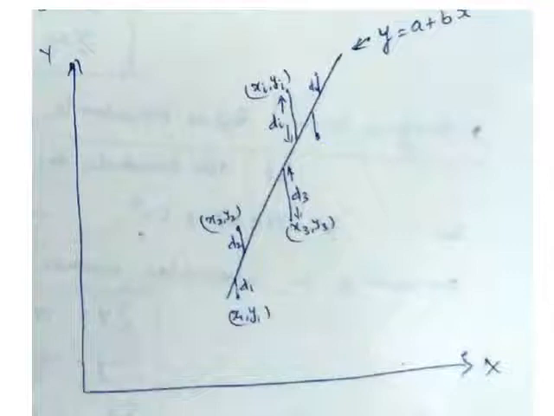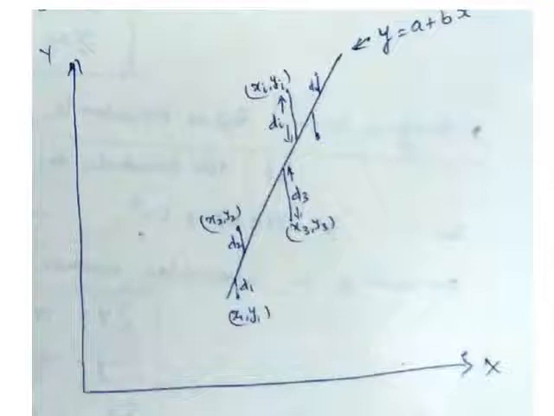Let's suppose we need to fit a straight line y equal to a plus bx to this set of values x1 y1, x2 y2, up to xn yn. In this plot I am taking 4 points. Here x1 y1, x2 y2, x3 y3, and in general xi yi. From the first one, let's suppose x1 y1 is the location of the obtained point.